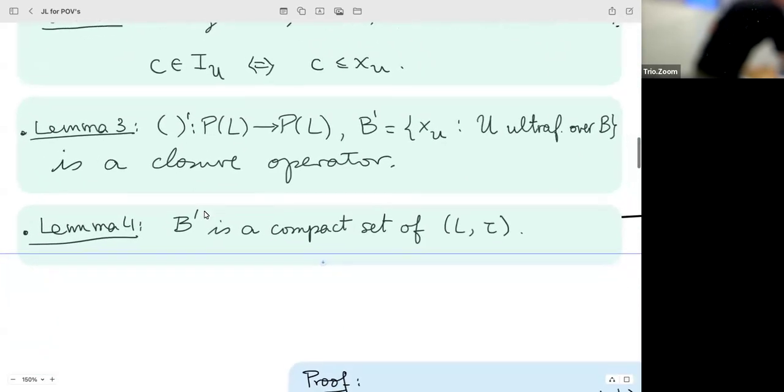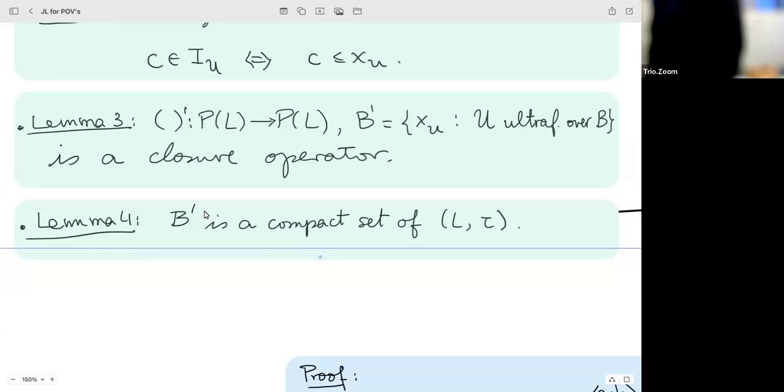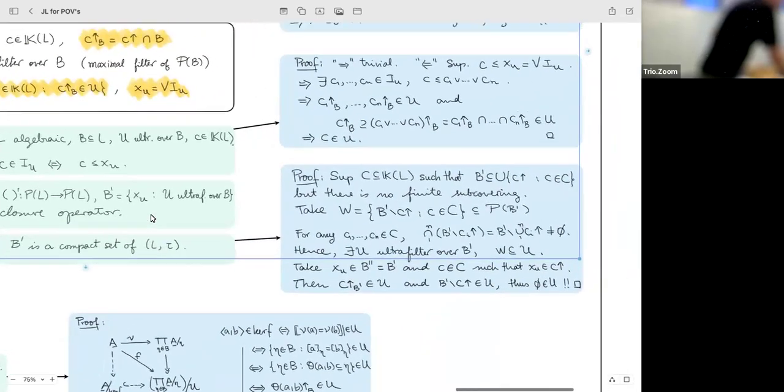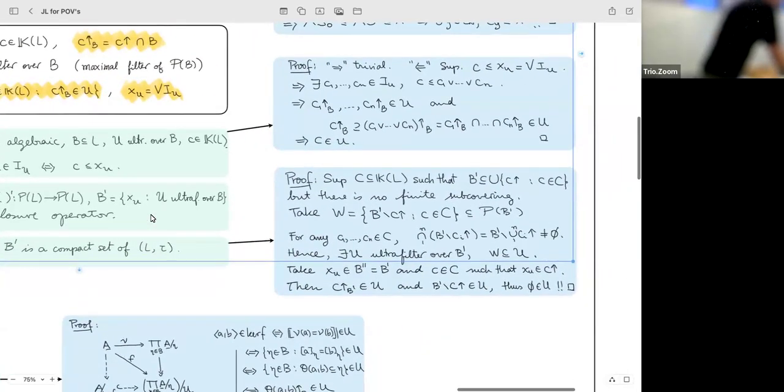And finally, Lemma 4 is that this B prime is always going to be a compact set of your topology. So you have your algebraic lattice, consider any subset, and this tells you how to construct a compact subset that is above it, and still is not too far away from your set. Now you see all this is purely algebraic, and here I have written the proof of most of those things if you want to check later.